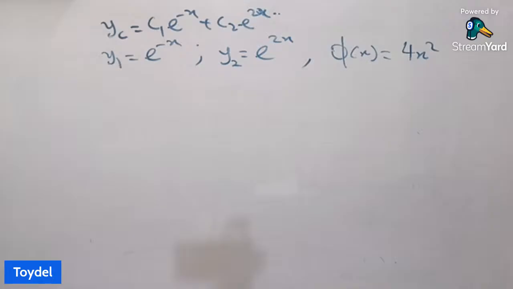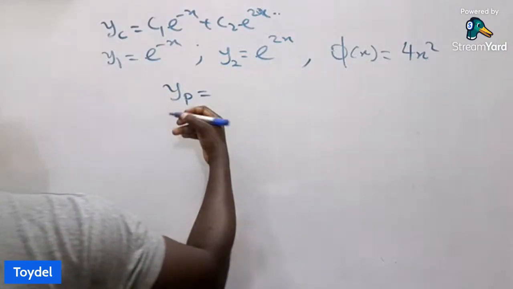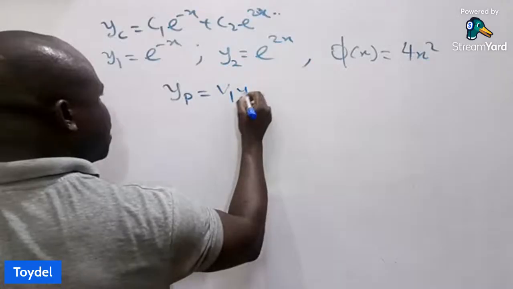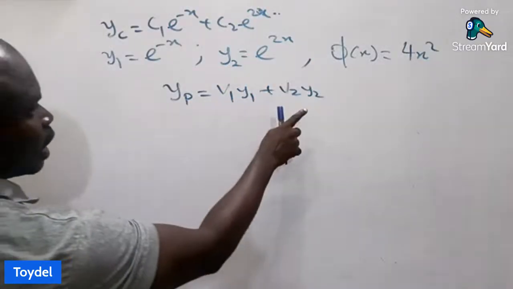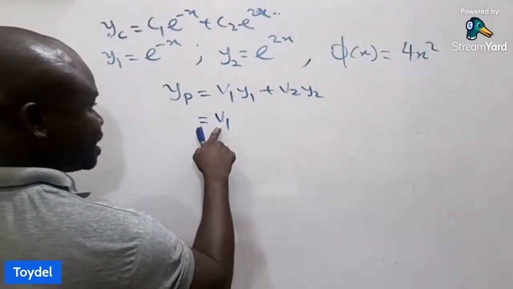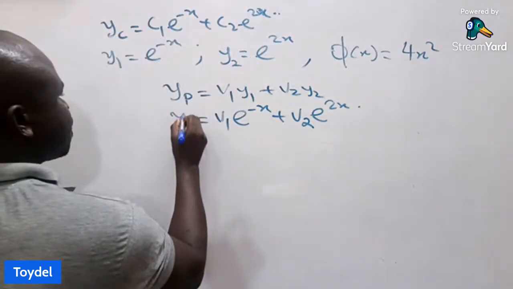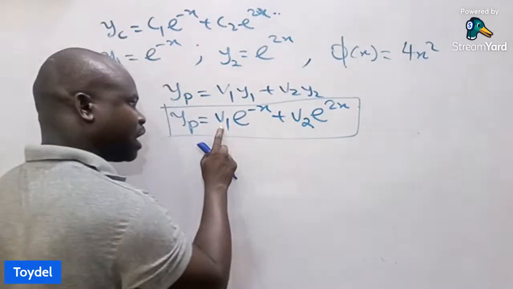We now write this. We know that yp, the particular solution, is the same thing as v1 y1 plus v2 y2, because this is second order. Then this is the same thing as v1, to be determined, times y1, which is exponential minus x, plus v2 exponential 2x. This is what we are going to get. This represents our particular solution. So the problem now is that we have to find the values of v1 and v2.